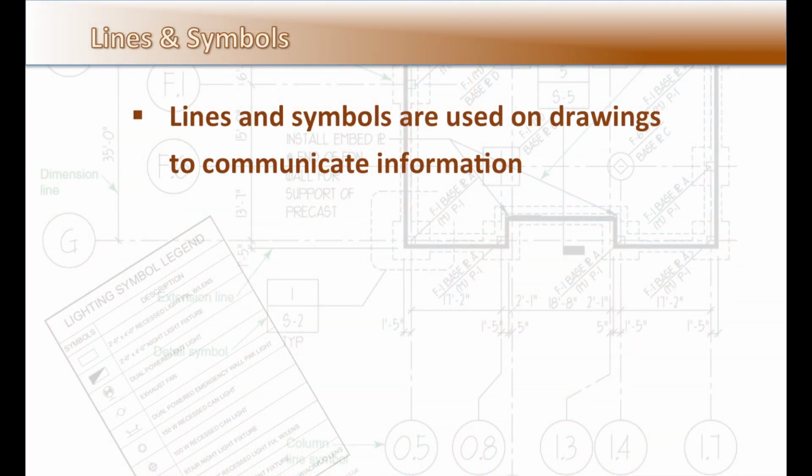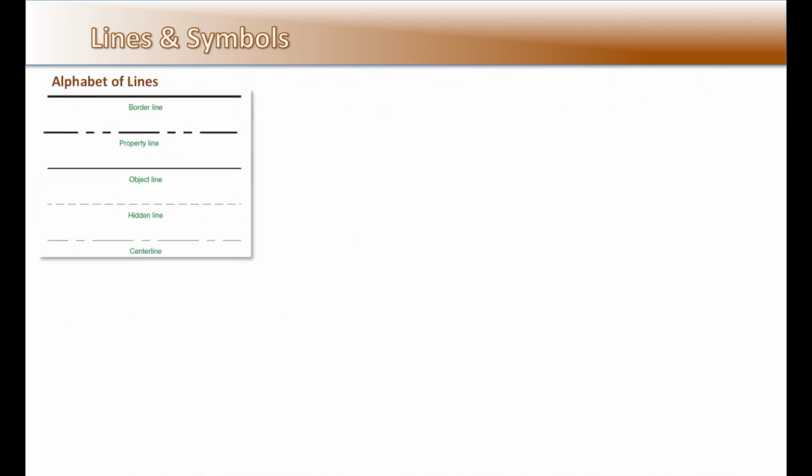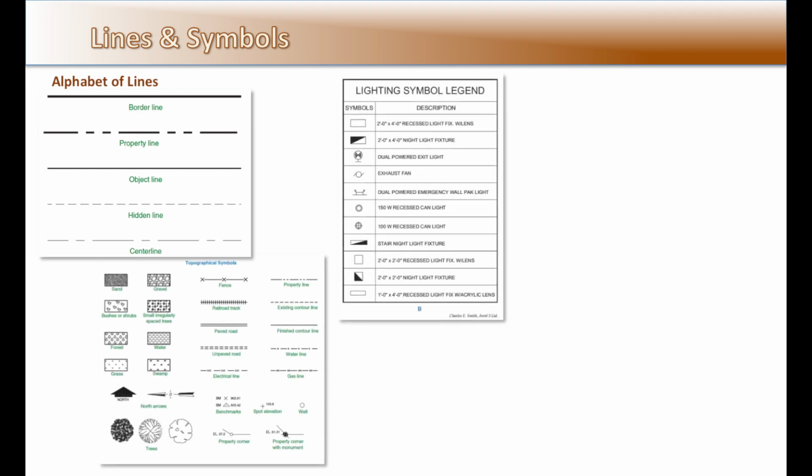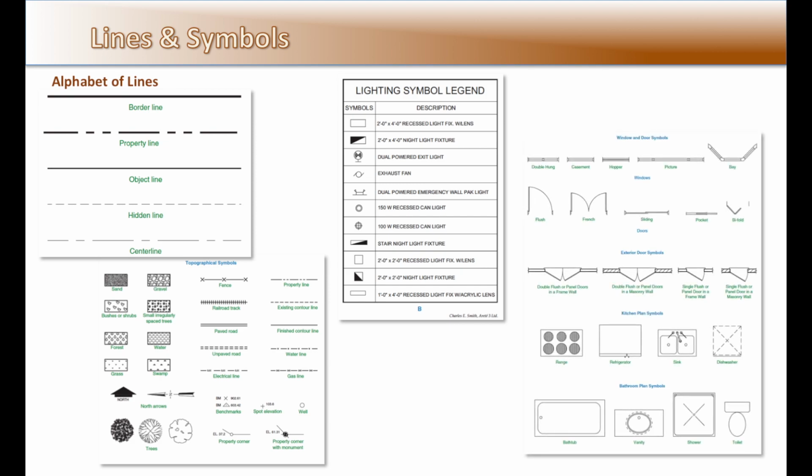I will take a look at material from Unit 4, Lines and Symbols. Lines and symbols are used on drawings to communicate information. In this video, you will learn what lines and symbols represent on drawings. Lines and symbols represent a graphic language. The ability to read prints begins with understanding the types of lines and symbols used on drawings.